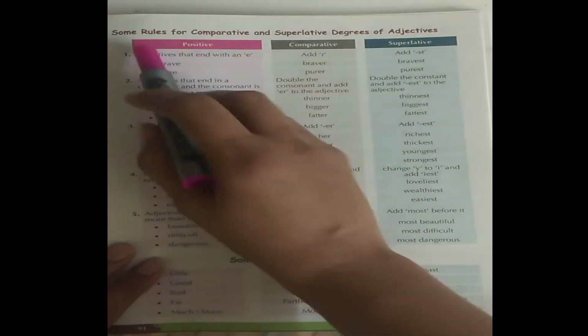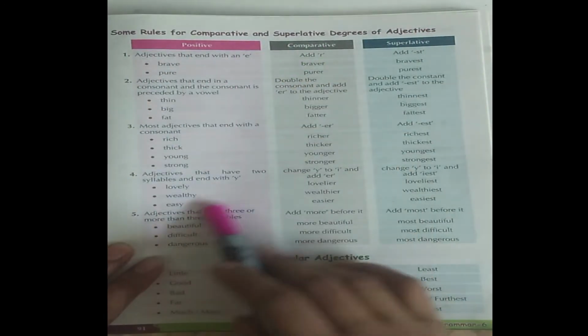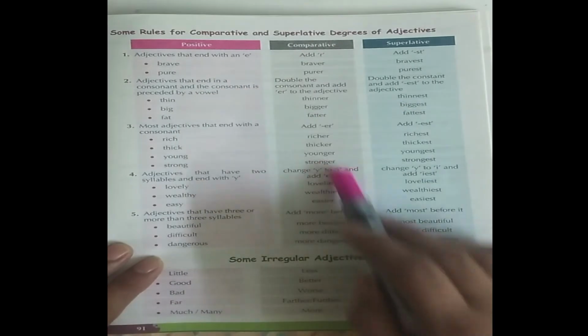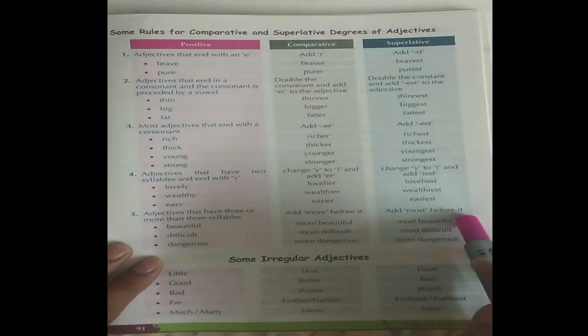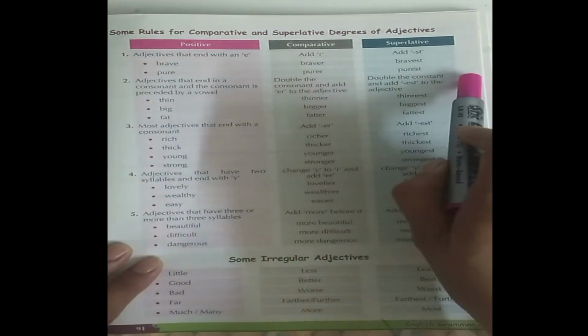Let's have some rules for comparative and superlative degrees of adjectives. This is the positive column, and this is the comparative and then the superlative column. Here we have written the degrees of comparison.